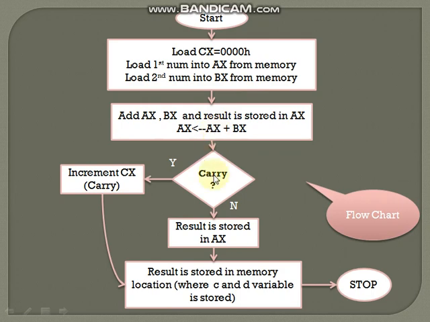We check for the carry. If carry is generated, it is available in CX register. If not, the final result is available in AX. This block is for storing the generated result into the memory location. The AX result is stored in the memory location via C variable, and carry is stored via D variable.